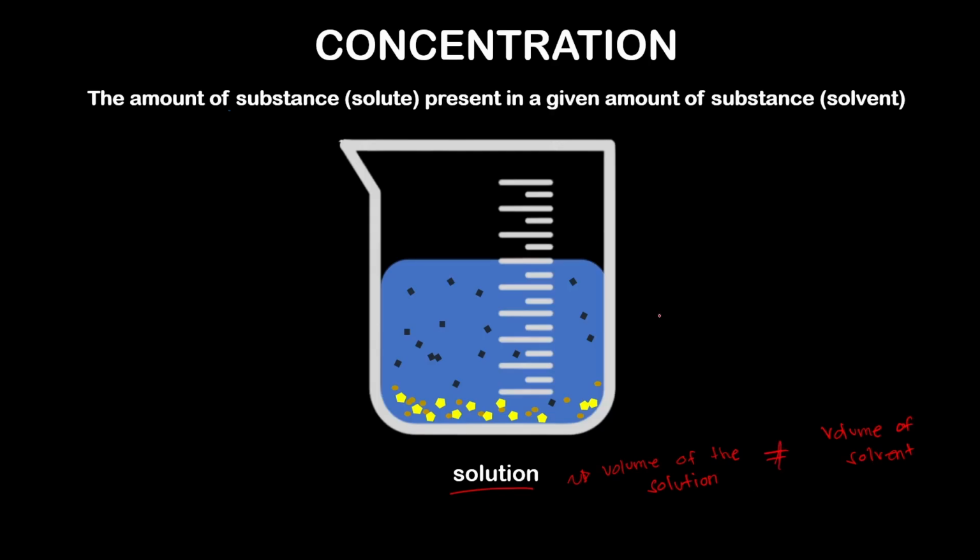So solution, to picture this out, solution is actually a combination of the two components. Okay, solution equals solvent plus solute. Now how do we know the volume of the solution? Well, we just add the amount of solvent and the amount of solute. Okay, it's not just the amount of solvent.